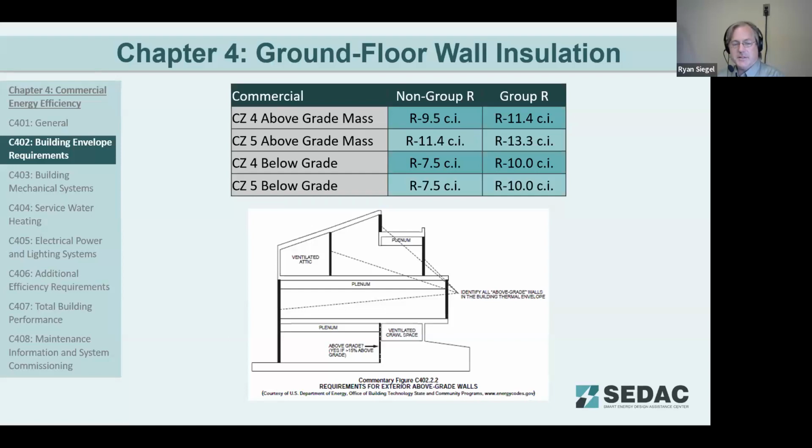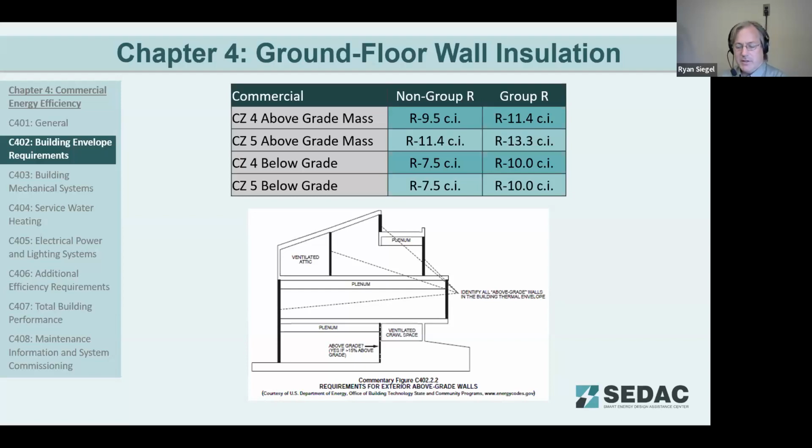The reason understanding where you are matters is these requirements here. We're going to take a quick look at ground floor wall insulation. On the commercial side, it depends on whether you're above grade or below grade, and whether you're in Group R or non-Group R. Even institutional, which codes often group with Group R because occupants are there all the time, is separated out here. It's just Group R and everything else.